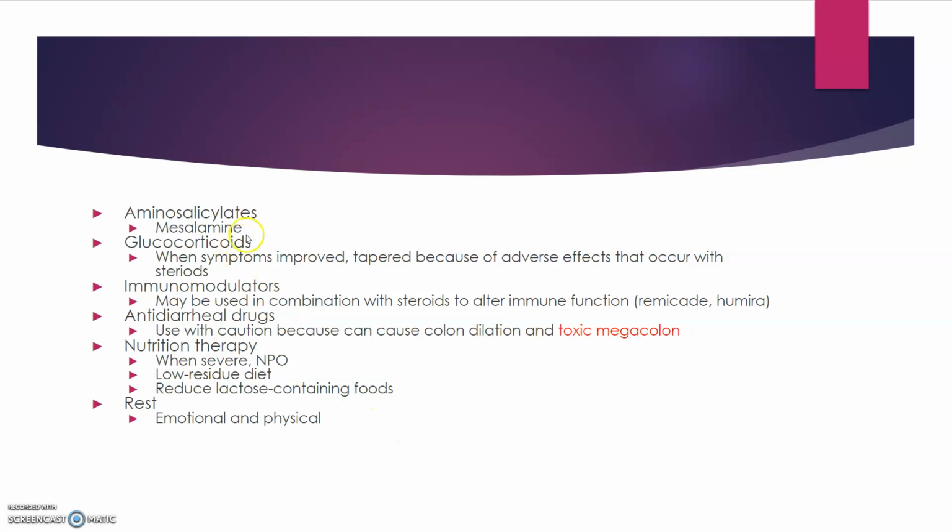Treatment: aminosalicylates. Mesalamine is one of the things that we'll use to try and calm that down. We can give steroids. Be aware that for long courses of steroids, we will taper at the end so we don't have long-term complications and adverse effects of Cushingoid syndrome. Immunomodulators try to calm that body down, such as Remicade or Humira. Antidiarrheal drugs: we want to be very careful in this case. We don't always give these because they put the patient at risk for distending their colon and getting a toxic megacolon, and that's bad.